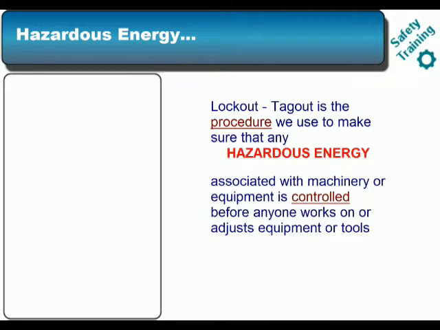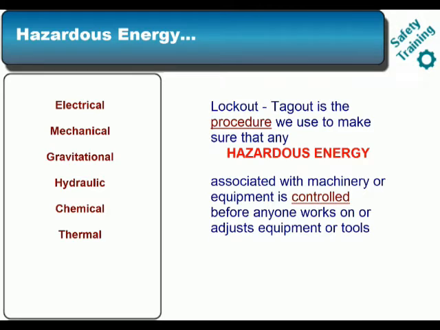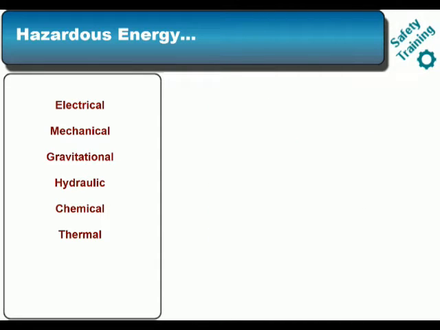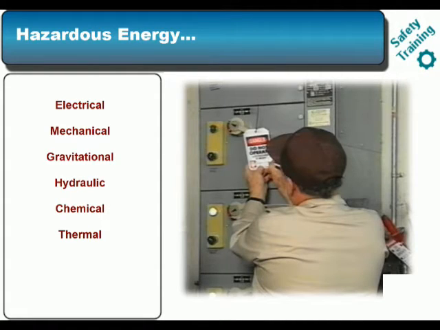Lockout tagout is the procedure we use to make sure that any hazardous energy associated with machinery or equipment is controlled before anyone works on or adjusts equipment or tools. Hazardous energy is energy that can harm a person, such as electrical energy, mechanical energy, gravitational energy, hydraulic energy, chemical energy, and thermal energy. All these sources of hazardous energy must be controlled by locking and tagging before work or adjustments begin on any piece of equipment.